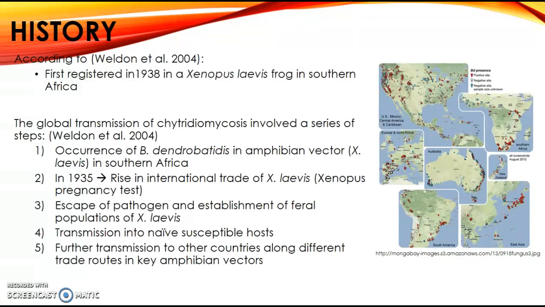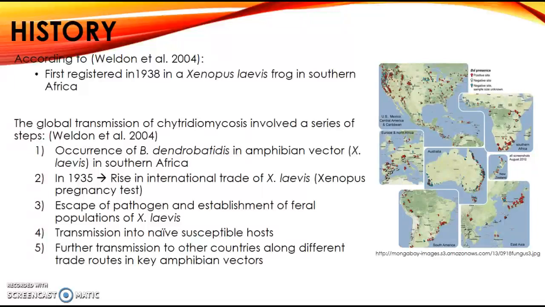According to Weldon and others, chytridiomycosis was first registered in 1938 in Xenopus laevis frog in southern Africa, where the infection remained a stable endemic disease for 23 years. However, global dissemination then took place, and it actually involved a series of key steps. The first one, the occurrence of the fungus in an amphibian vector, in this case, Xenopus laevis, in southern Africa that is relatively resistant to disease.